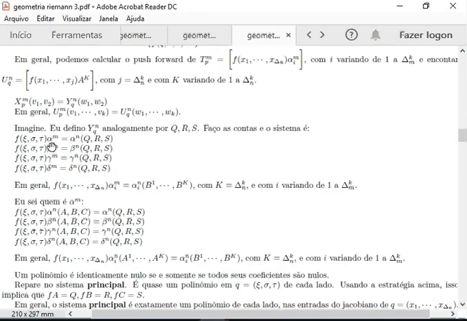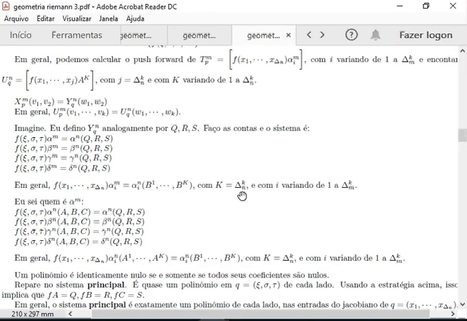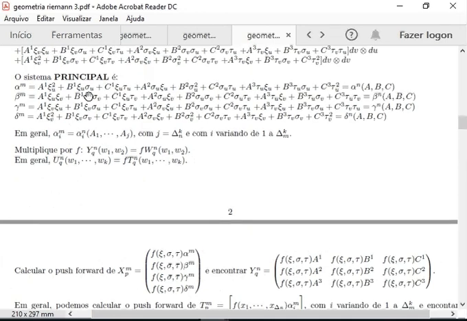There, F alpha m equals alpha n, F beta m equals beta n, F gamma m equals gamma n, F delta m equals delta n. Generally, F from x1, ..., x delta n alpha I m equals alpha I n B1 ... B big K, with big K equals delta n powered to K, and with I varying from 1 to delta m powered to K. But I know who is alpha m. Alpha m is, by that equation, the main system.